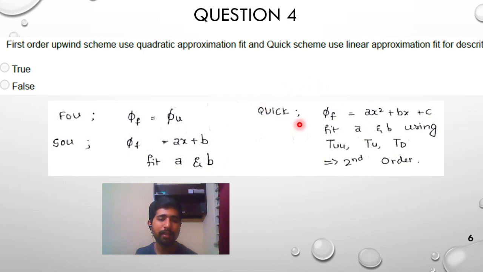So the QUICK scheme itself stands for quadratic interpolation for convective kinematics. Anyway, you may not remember that. Quadratic is something which you have to know, that phi at the face is calculated as a quadratic equation, ax square plus bx plus c. Fit a, b and c using T upstream of upstream, T upstream and T downstream. Okay, this is second order and it uses a quadratic approximation. So the QUICK scheme does not use linear approximation, it should be the other way around. So the answer is false.